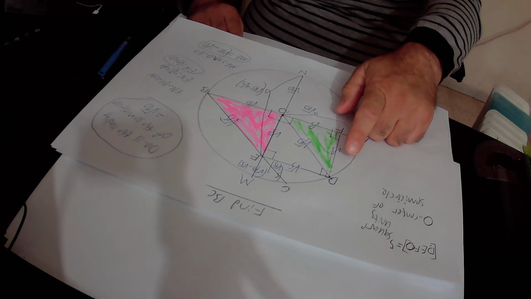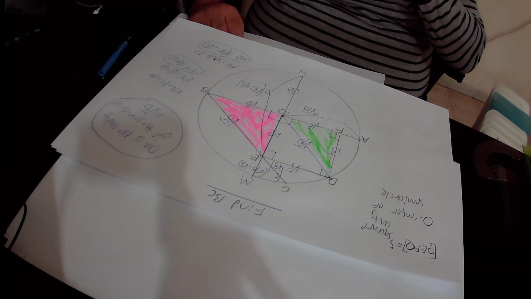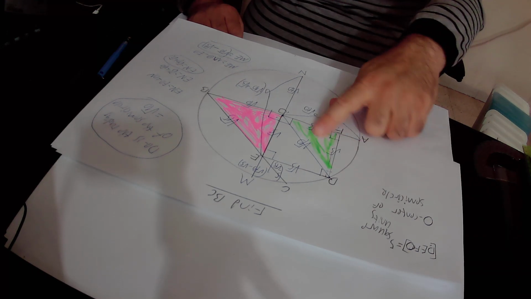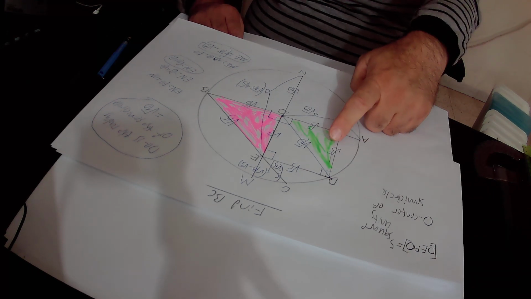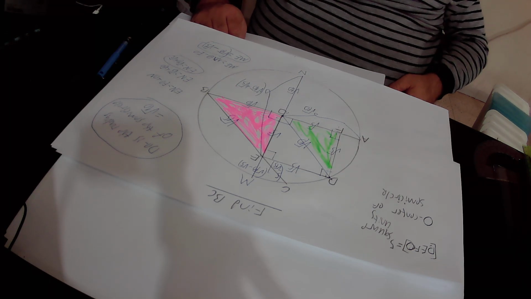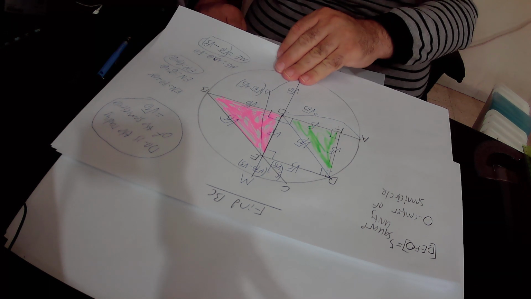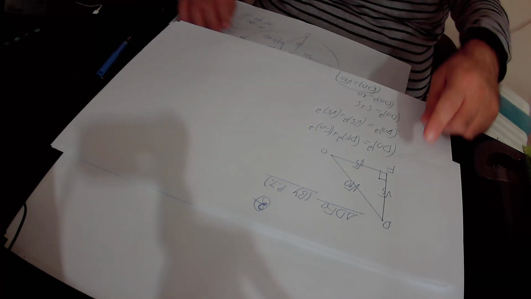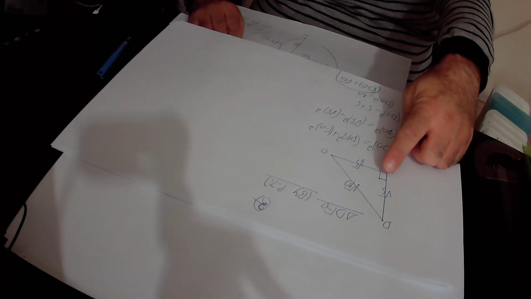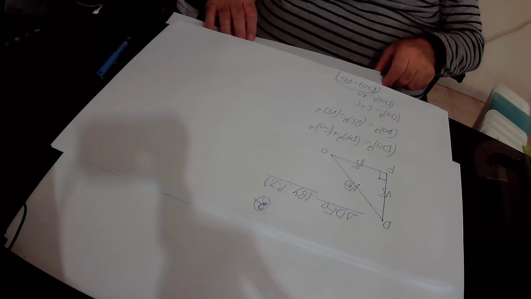In the next step, we join points D and O together by a straight line. By joining points D and O by a straight line, we created the green right triangle DOF. So I copied the green right triangle DOF onto a new page and we implemented the Pythagoras theorem on it. This is the right triangle DOF that I copied from the original drawing.